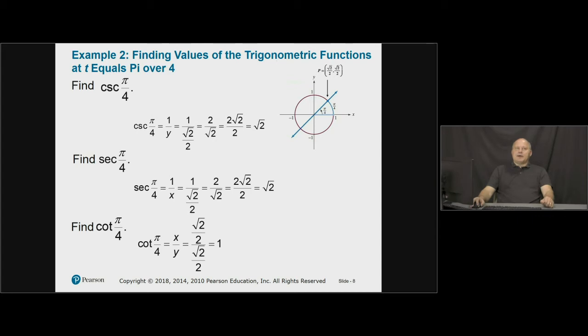And you might ask, well, what about the sine, the cosine, and the tangent? Well, if you remember, the sine of pi over 4 is just the y-coordinate, so it would be just square root of 2 over 2. Cosine of pi over 4 is the x-coordinate, which is also square root of 2 over 2. And the tangent of pi over 4 is the y-coordinate over the x-coordinate, so that equals 1 as well.